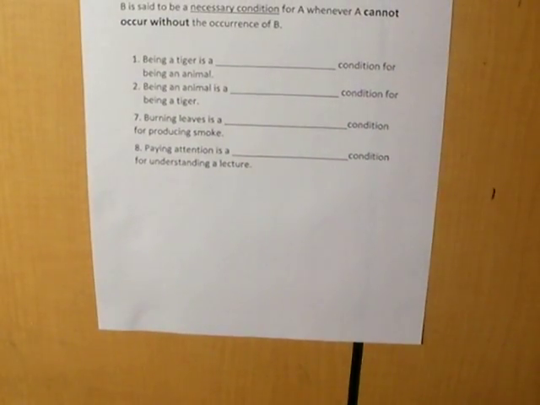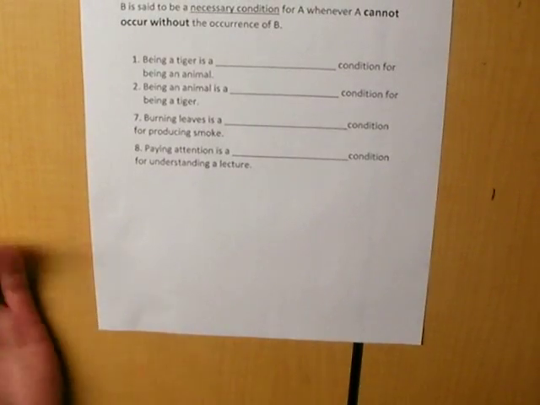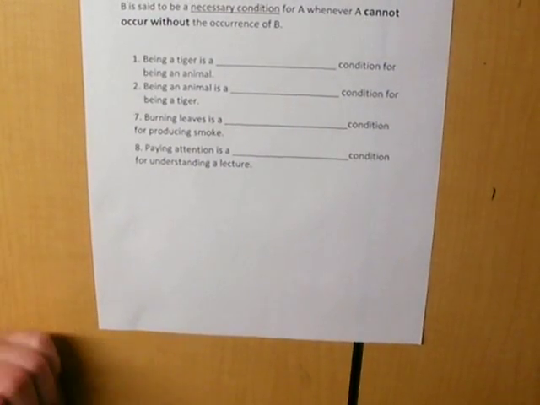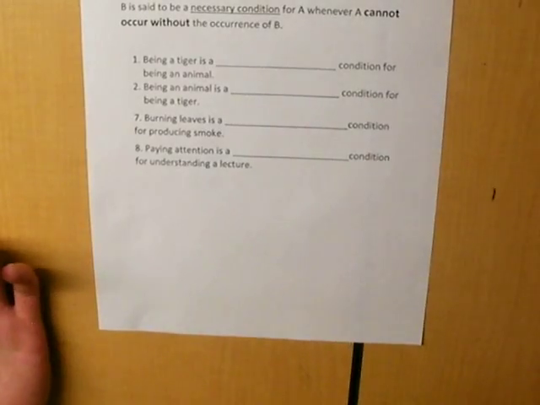1.2 exercise 6. Being a tiger is a blank condition for being an animal. Being a tiger is a sufficient condition for being an animal. Certainly something can be an animal, but not be a tiger. So being a tiger is a sufficient condition for being an animal.